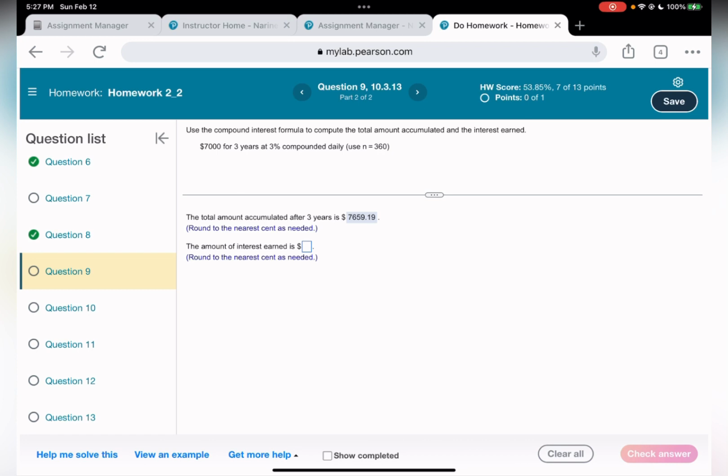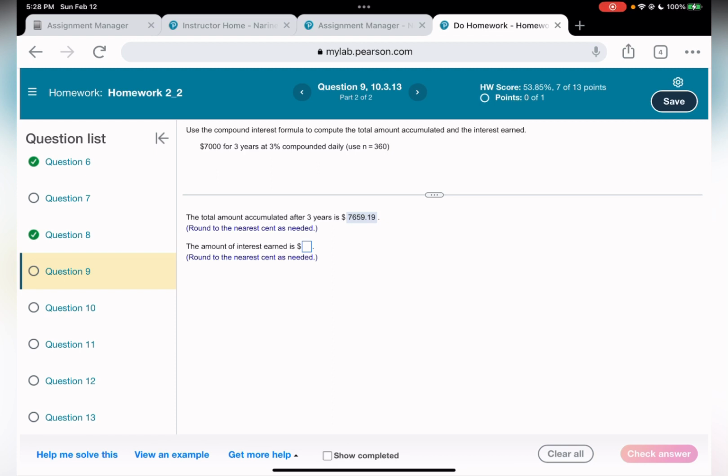Oh, second part of it, okay. What is here? Second part, the amount of interest earned. What we are going to do here: so this 7,659, that's principal plus interest. Yes, principal plus interest.